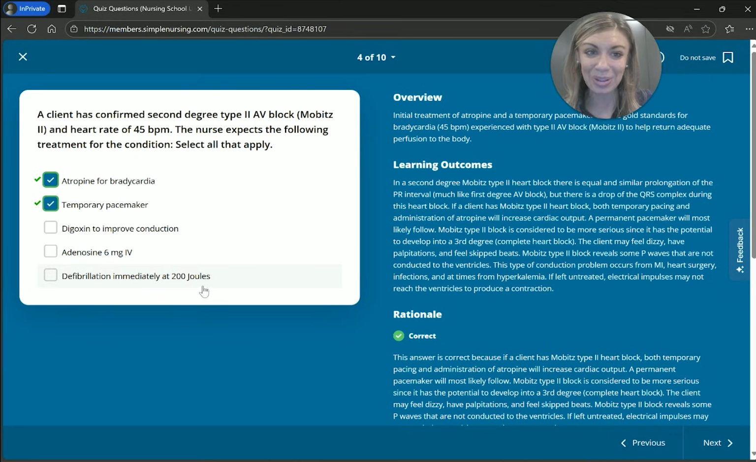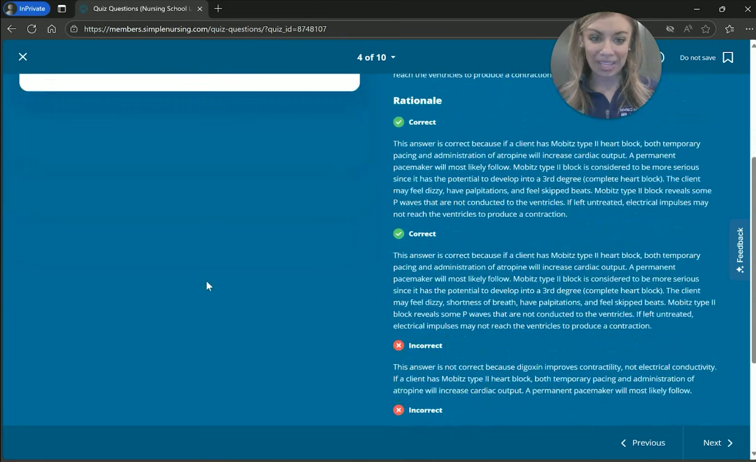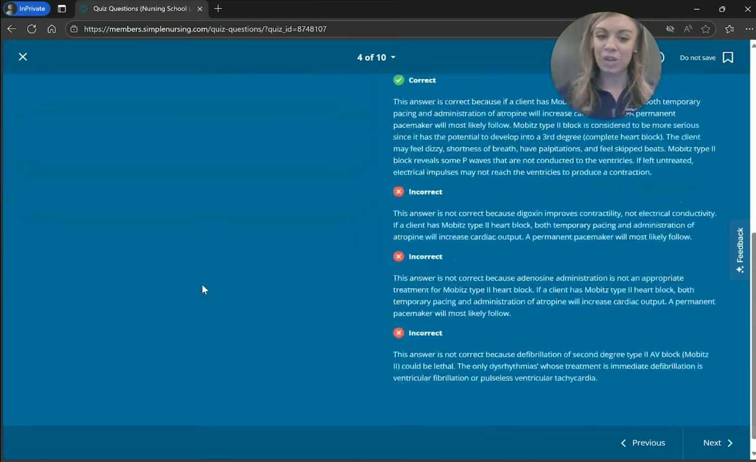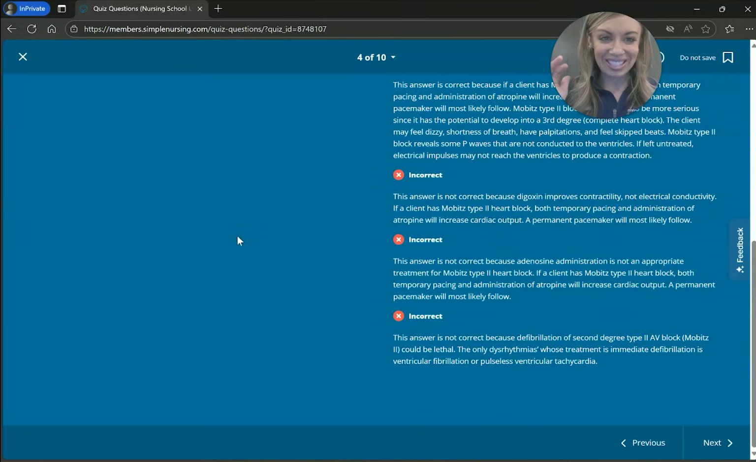I wasn't sure about the D-fib. So remember, when in doubt, go without for select all that apply. If you're unsure, don't pick it. Otherwise, it can subtract from what you got correct. And see how great detail these rationales are. They help you know the rationales why things are correct and incorrect, so that way it can help you when you get questions on the same area again.